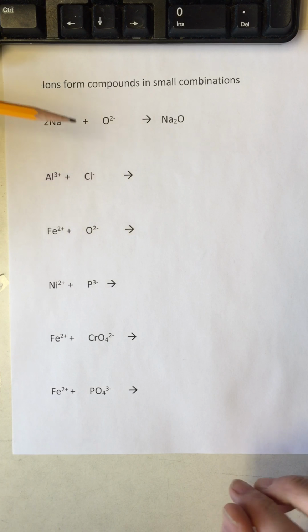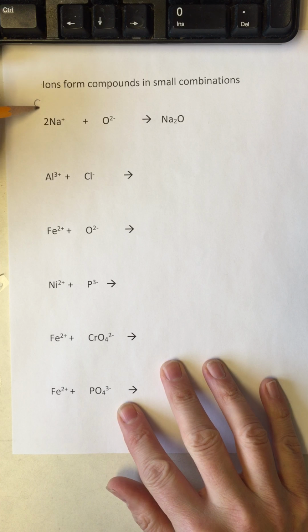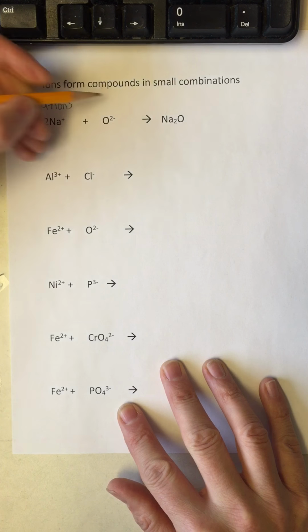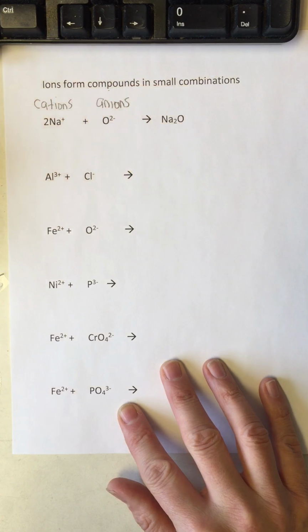Now, let's put ions together, because remember in electricity, particles that have opposite charges experience a force of attraction or an energy of attraction. And since cations are positively charged, and anions are negatively charged, they will naturally form these small combinations, which we call ionic compounds. So let me show you an example.